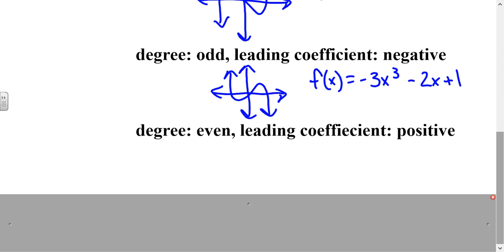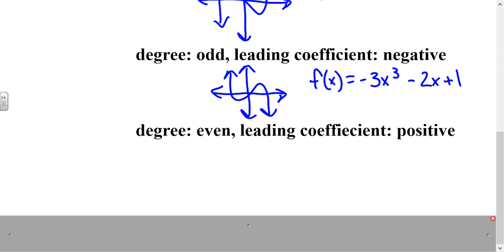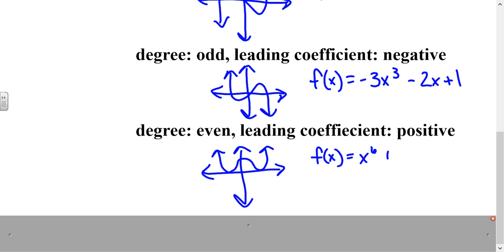And then even degree would be if it goes up on both sides. If it's positive and even, it would go something like this. It could be a parabola. It can do as many curvy things in the middle as it wants, but the end behaviors would be up on both sides of the graph. And that would be something like f(x) = x^6 + 1.